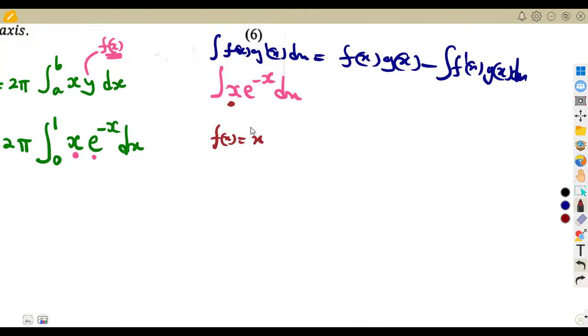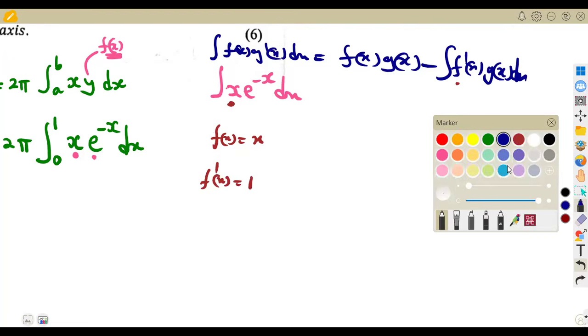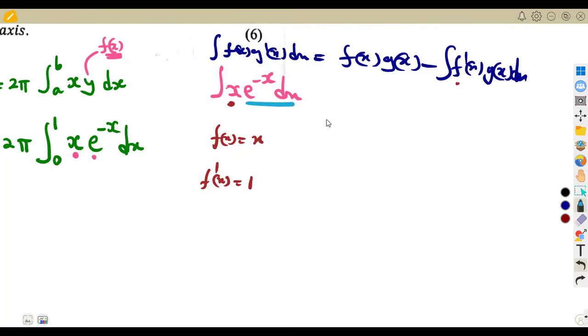I also talked about this in our by parts lesson: when you are given an algebraic and an exponential, it's best that f of x is what? An algebraic. So that means you're going to need the first derivative with respect to x, which is 1. Remember, from our by parts formula, we're going to need the remaining part, which is g prime of x dx, which is equivalent to e to the exponent of minus x dx. That is the part that is remaining.